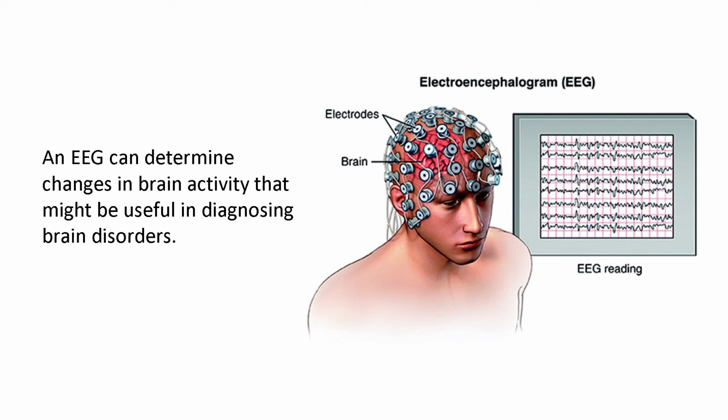It works by having a technician put about 20 small sensors on your scalp. These sensors, called electrodes, pick up activity from cells inside your brain called neurons and send them back to a machine where they show up as a series of lines recorded on moving paper or displayed on a computer screen.